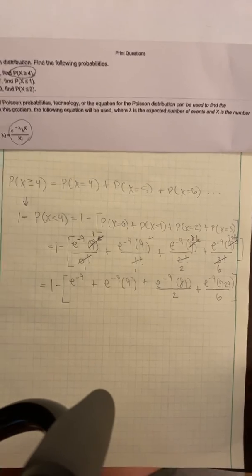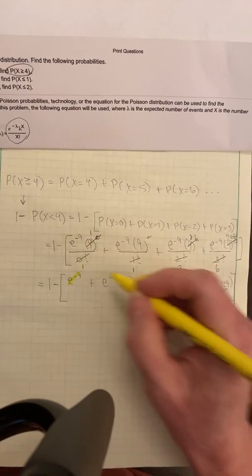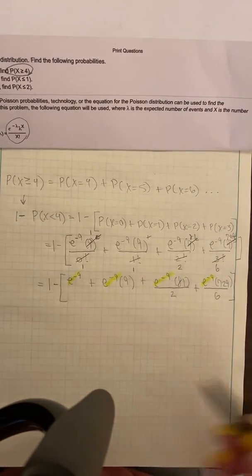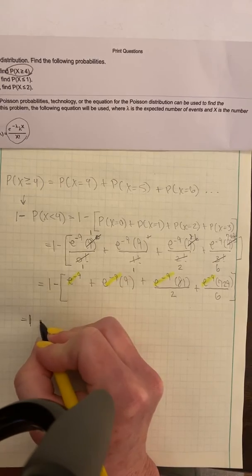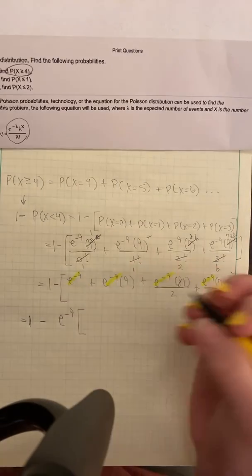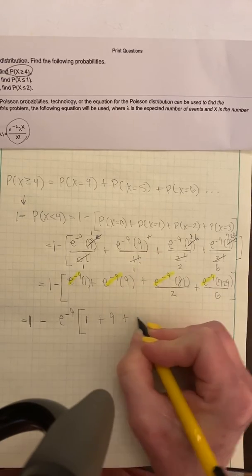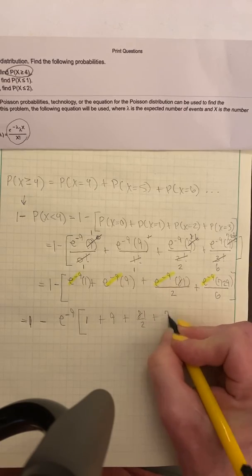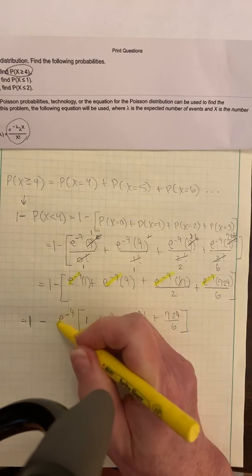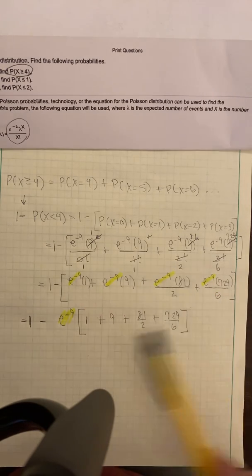Well, we've all had some algebra, so let's make this even easier. If you see, every term has a factor of e to the negative 9. Let's factor that out. Okay, so I've got 1 minus, and let's deal with all this over here, e to the negative 9, and that's multiplied times an understood 1, so we have 1 plus 9 plus 81 over 2 plus 729 over 6. All I did was factor that out because it was distributed to each term. And again, that's optional. You can put this whole thing in your calculator if you want to.